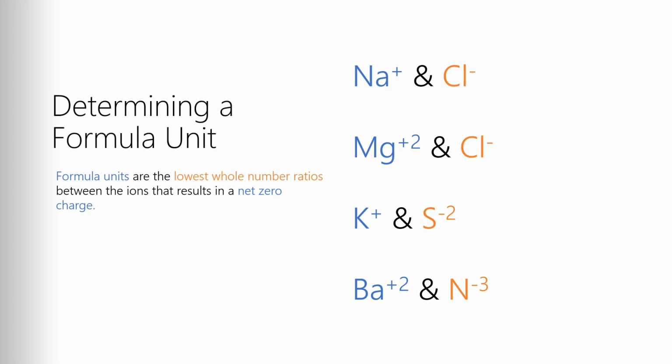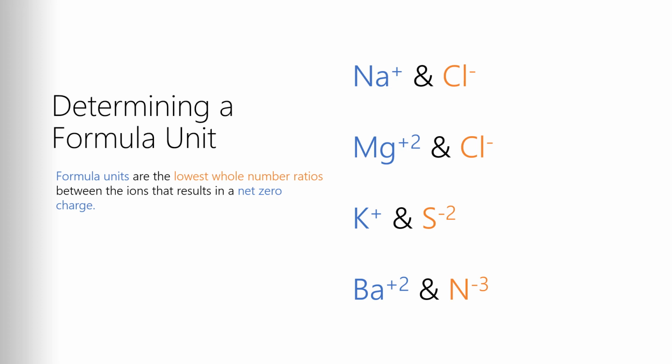I've got four sets of ions here: sodium plus chloride, magnesium plus chloride, potassium plus sulfide, and barium plus nitride. Notice each of these has a number and a sign beside it. The sign indicates whether it's a positive or negative charge. The number is what order of charge it is. This is in terms of the fundamental charge unit we talked about way back in chapter 2, the charge of one electron or one proton.